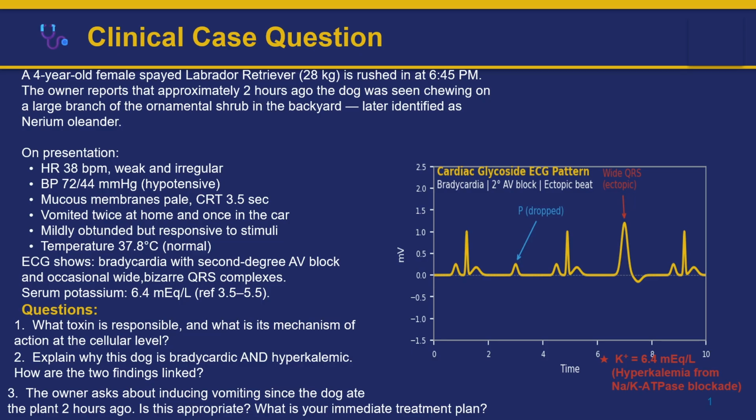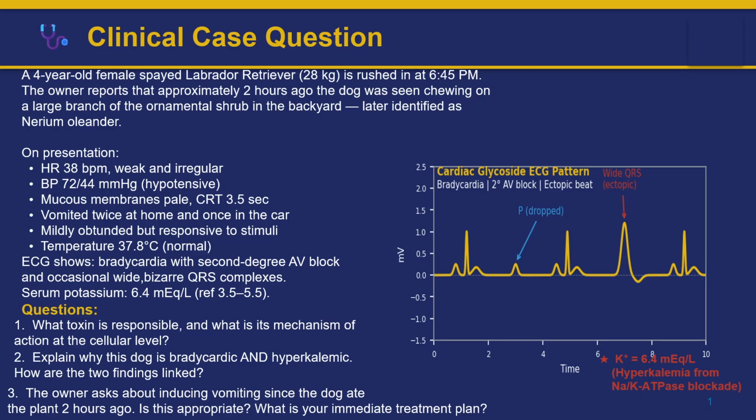Second, and more importantly, this patient is bradycardic, hypotensive, and hemodynamically compromised. Inducing vomiting in a cardiovascularly unstable patient risks vagal stimulation from retching, which can precipitate further bradycardia, AV block, or even asystole in a patient already on the edge. It also risks aspiration in a mildly obtunded patient. Emesis is contraindicated once significant cardiovascular toxicity is established.